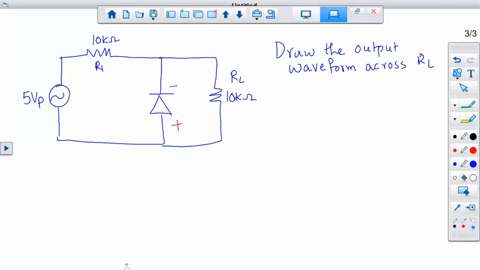So what you should end up with is 2.5 volts on the positive cycle and 0.7 on the negative cycle. Yeah, negative side, that would be 0.7. So that's a negative 0.7. So that's 2.5 volts right there. And this would be negative 0.7.